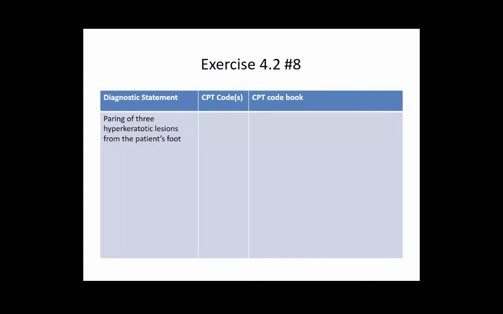Exercise 4.2, number 8, the paring of 3 hyperkeratotic lesions from the patient's foot. Lesion would be our main term. Paring is the procedure. And the way the codes read, 11056 describes the paring or cutting of benign hyperkeratotic lesion, 2 to 4. And in our case, there were 3.